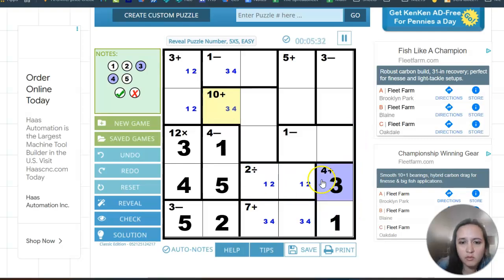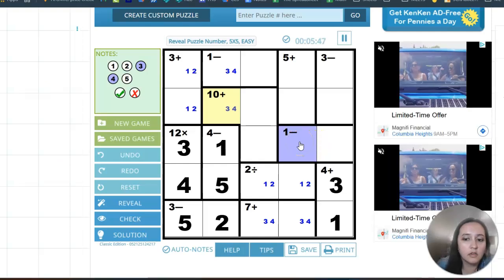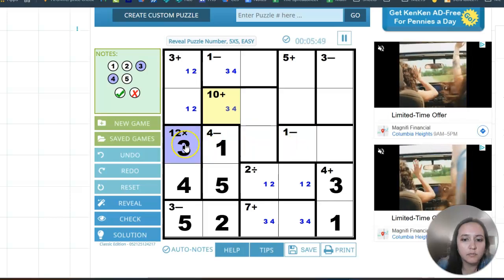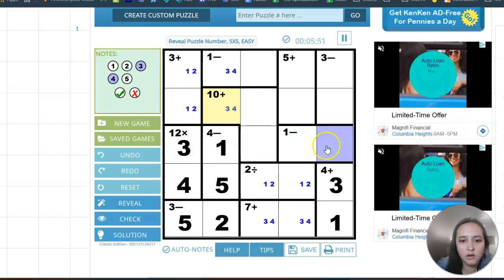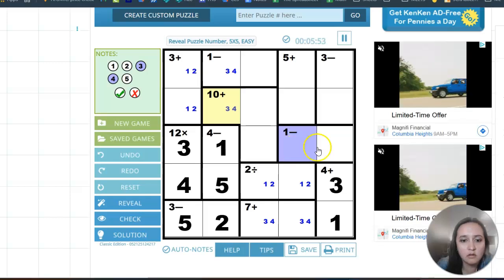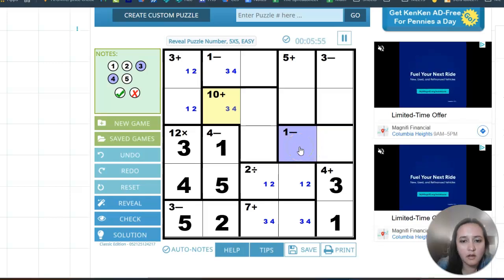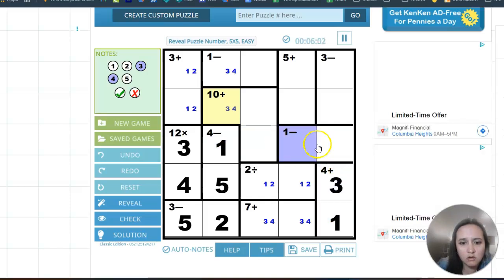1, 2, 3, 4, 1 minus. Okay, 1 minus. That can be 5 minus 4. It could be 4 minus 3. Okay, so I got that 3 here. He can't be a 3. And he can't be a 1 because I got 1s here also, right? So 5 and 4.